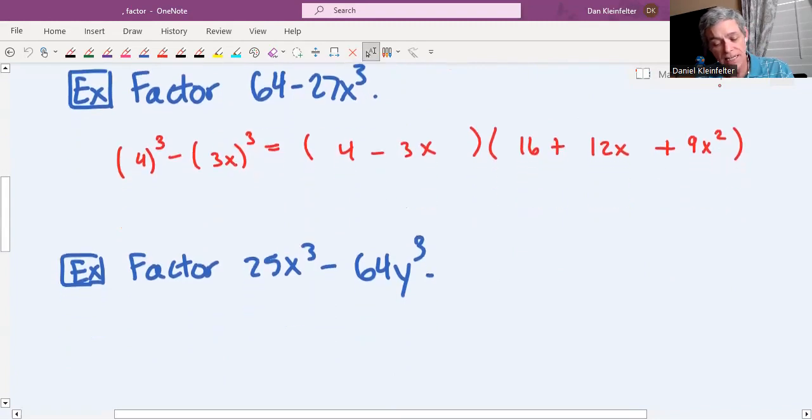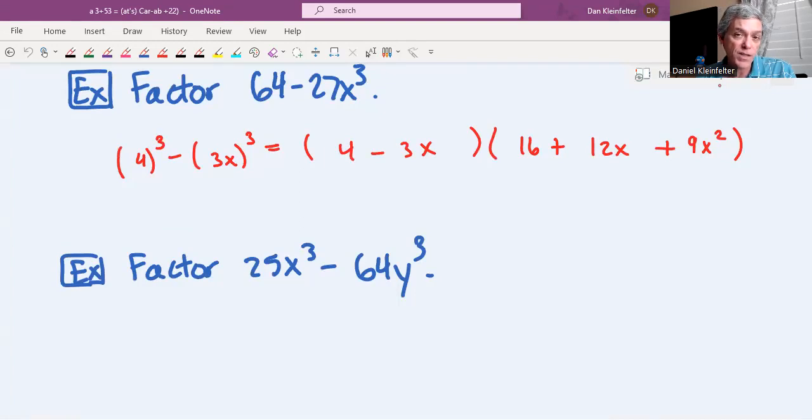Okay, let's try this next one. 25x cubed minus 64y cubed. So for this one, pause the video, take a minute, and try this yourself, and then restart the video and see how you did.